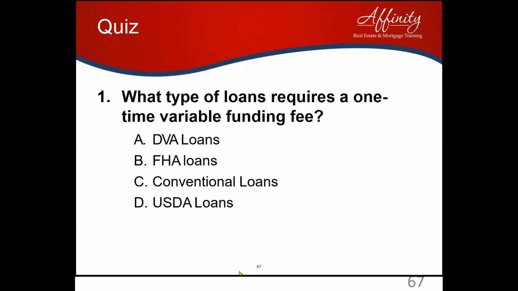Oscar is right, it's the VA loans. It's a DVA loan because they changed their name from just Veterans Affairs to Department of Veterans Affairs. That's probably why there's a D on the front of it. So I don't want it to confuse you in case they do use DVA instead of just VA on the exam. It's the VA loans that require a one-time variable funding fee, not the FHA loans, so that you know.